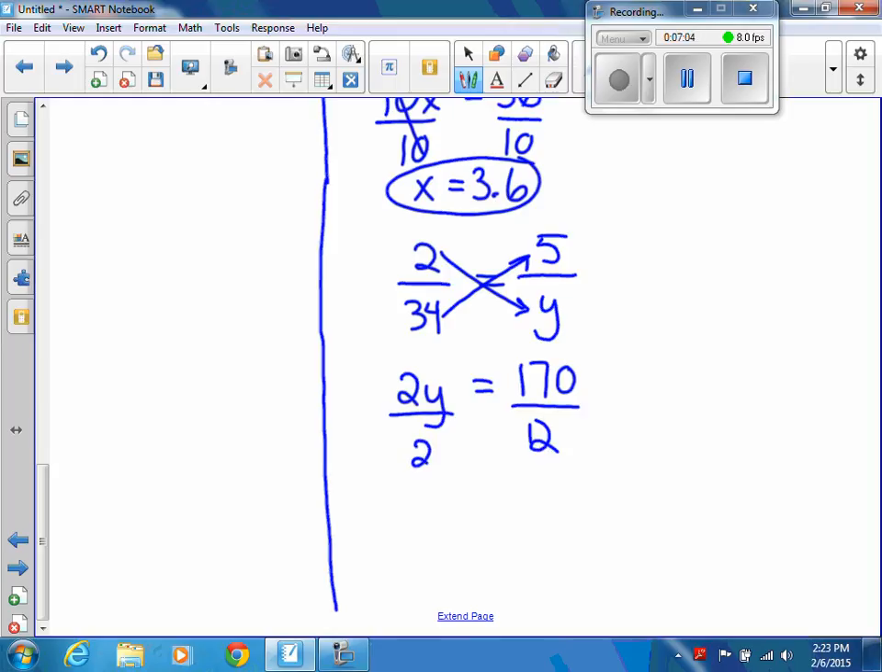Oops, that's not 12. Sorry, I don't know what happened there. Divide by 2. And y equals 85. So there's our answer there. So literally that's all we're doing for this. We're just going to solve for the proportions like that.